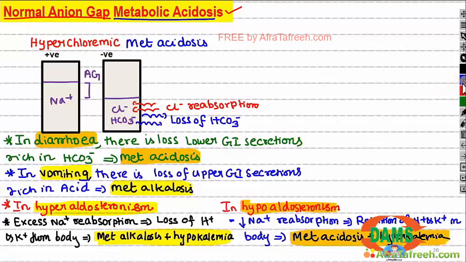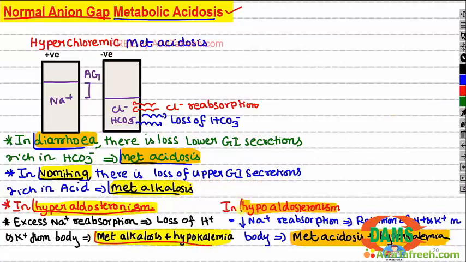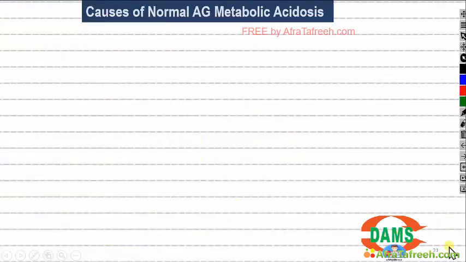So once again, students, in diarrhea there will be metabolic acidosis. In vomiting there will be metabolic alkalosis. In hyperaldosteronism it is metabolic alkalosis with hypokalemia. In hypoaldosteronism it is metabolic acidosis with hyperkalemia. Now with this background, let us see what are the causes of normal anion gap metabolic acidosis in detail.